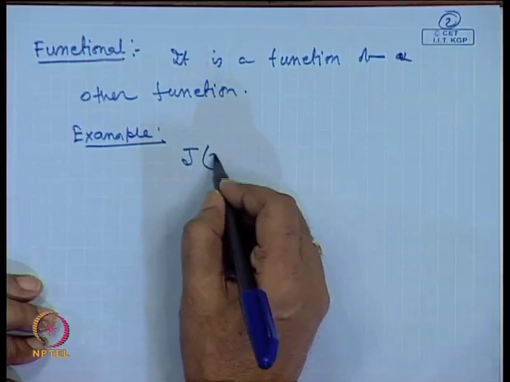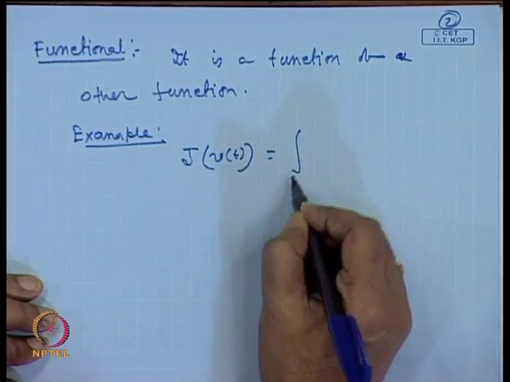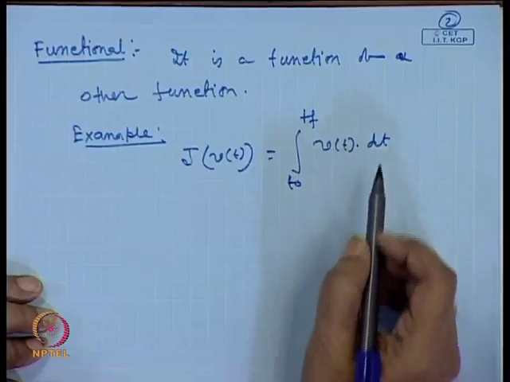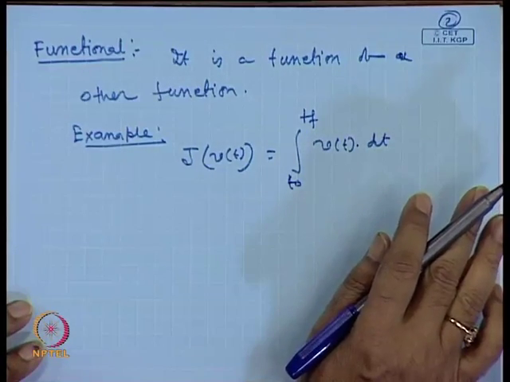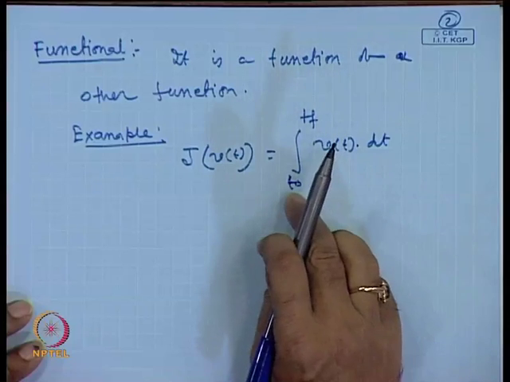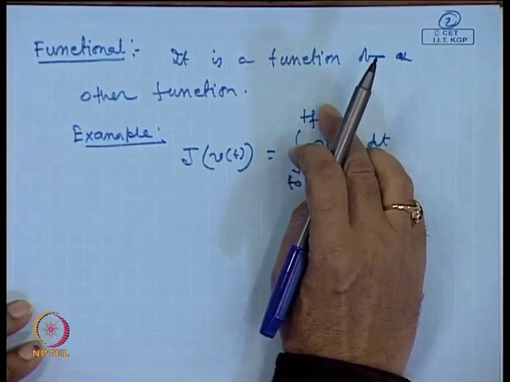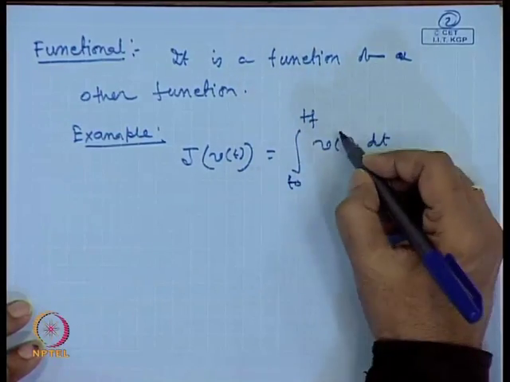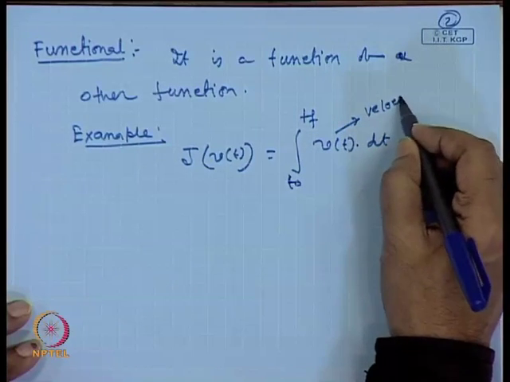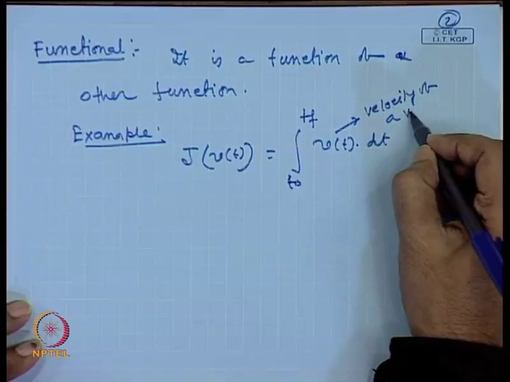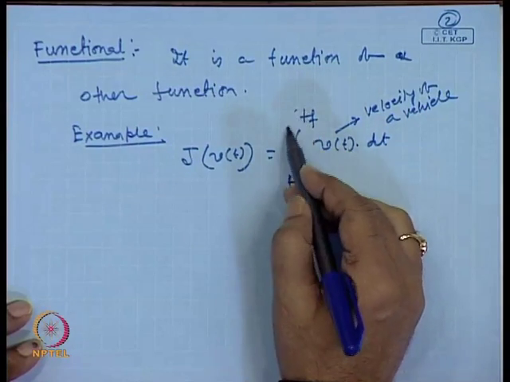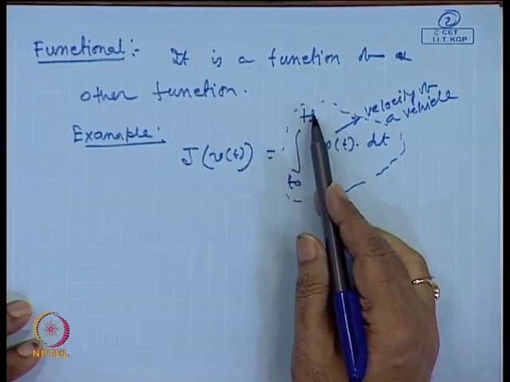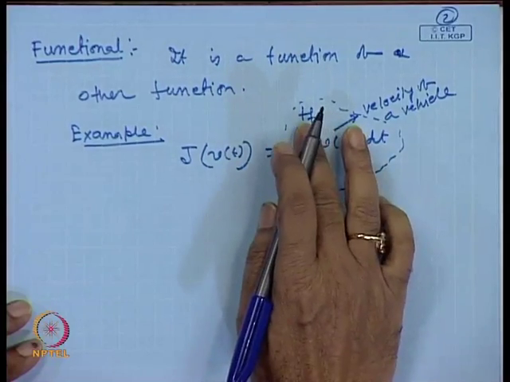Suppose this integration from t₀ to tf of v(t) dt. Let us call v(t) the velocity of a vehicle, and we have started the vehicle at time t₀ and completed its motion at time tf. This integration means how much path is traversed by the vehicle from the time t₀ to tf. t₀ is the initial time and tf is the final time.